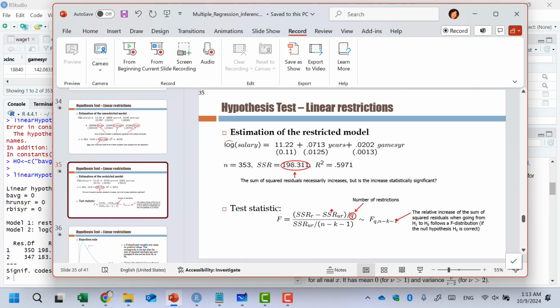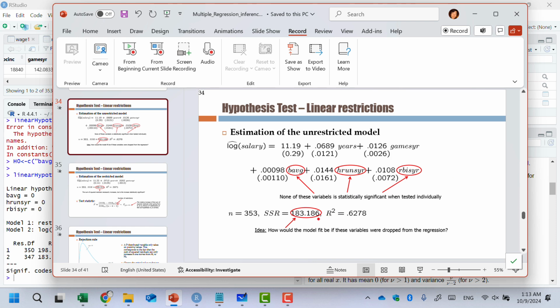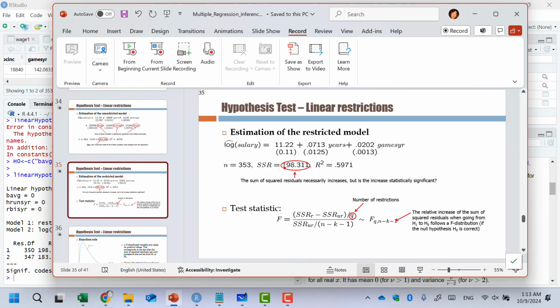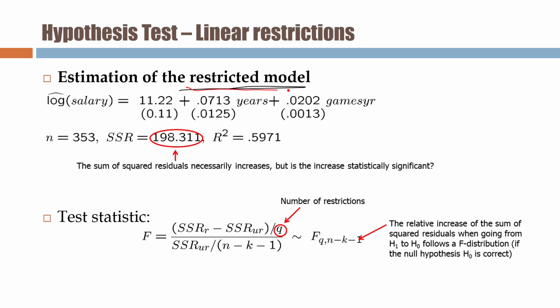Okay, so once you get the SSR and SSR here, with everybody the SSR is 183. Here, if we take it out, all of them is 198, and then we can subtract here R and UR. R is the restricted and UR the unrestricted. So this is a restricted model, which means we take out all of them. This is like a model assuming the null hypothesis is true.